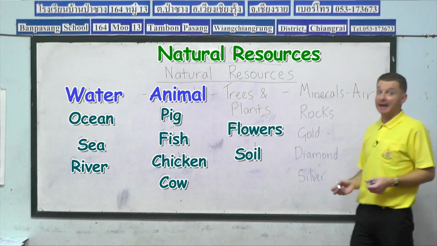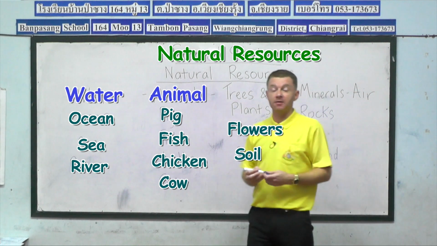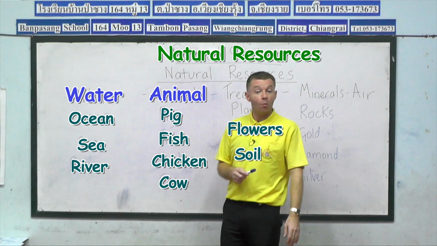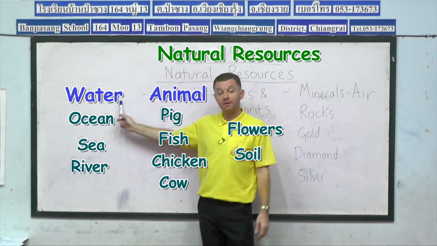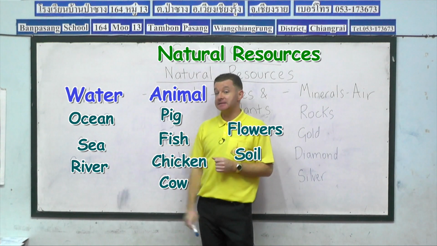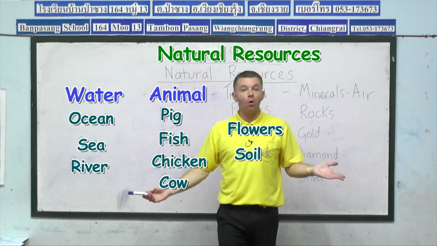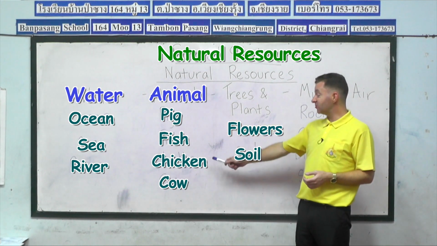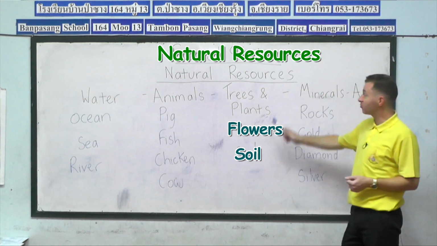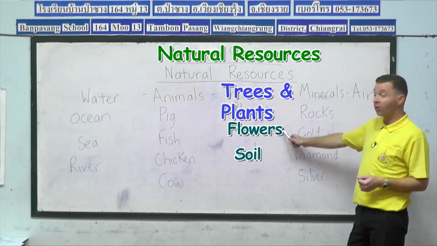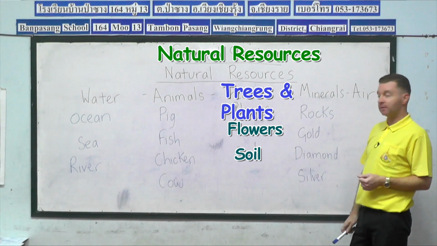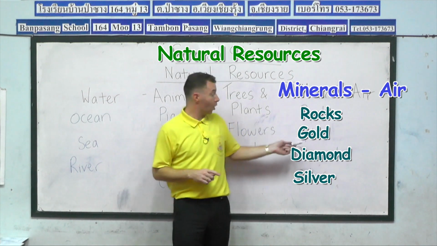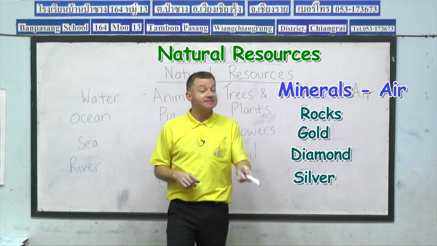And finally, we have air. Now, air is what we need to breathe and is a very important natural resource. So let's practice speaking them all together one more time, guys. Water, oceans, seas, and rivers. All natural. Animals, pig, fish, chicken, cow. Trees and plants, but also flowers and soil. And then minerals, such as rocks, gold, diamond, and silver.